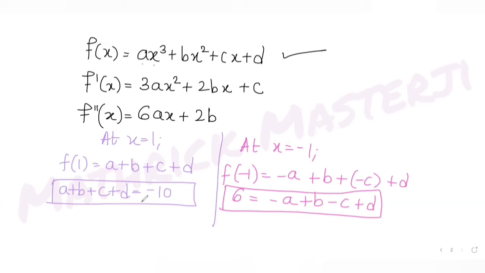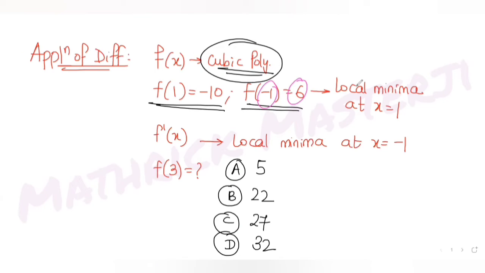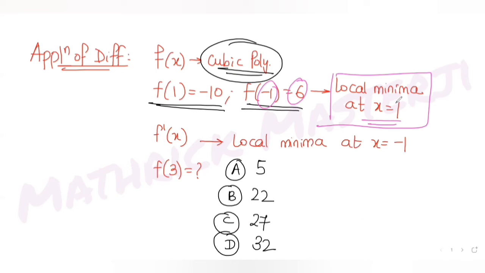Now I have four unknowns, and to solve for four unknowns I need four equations. I have two of them already. Now let's use the other two ideas to develop two more equations. They have also told us that the function has a local minima at x equals 1. From the concept of maxima and minima, whenever a function has a local minima at some point, the derivative of that function becomes 0. So f dash of 1 equals 0. That is the other idea given to me.